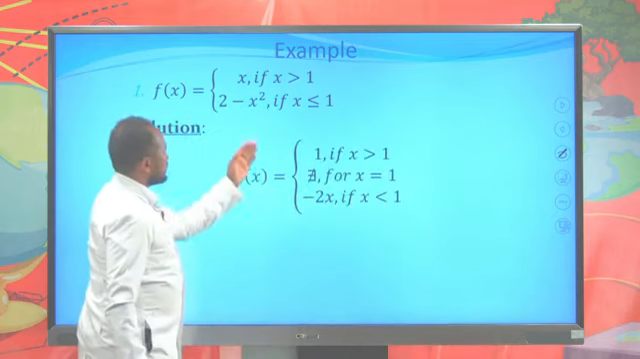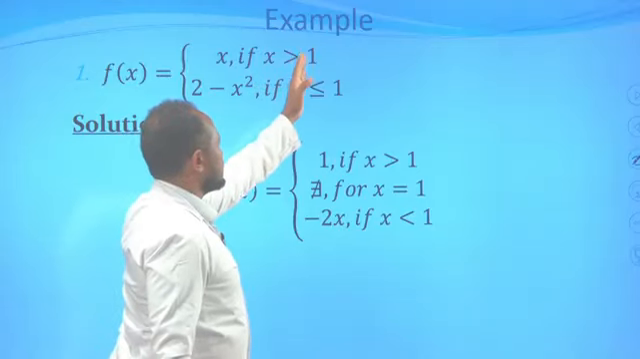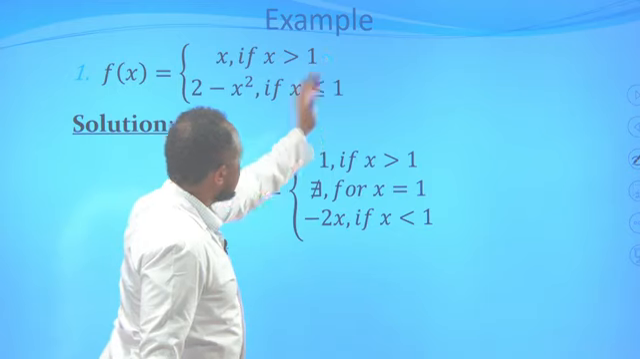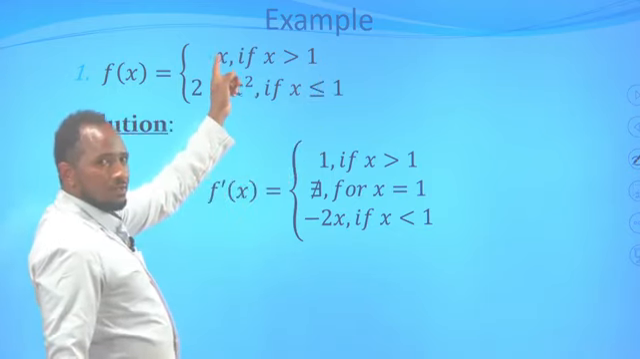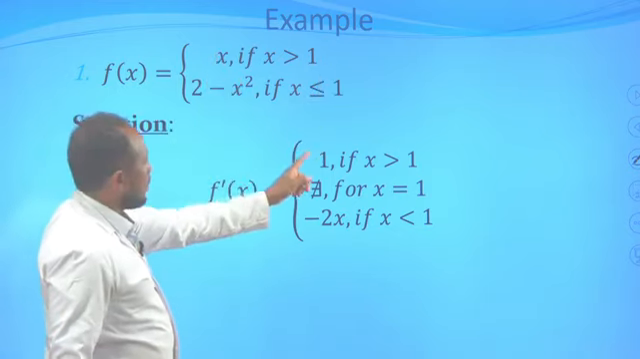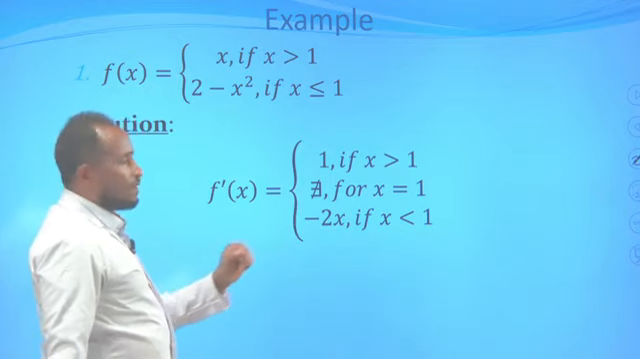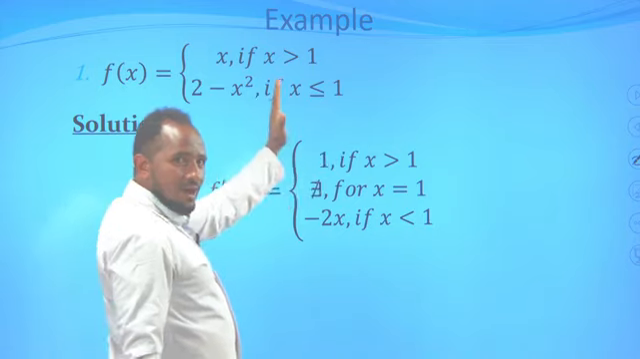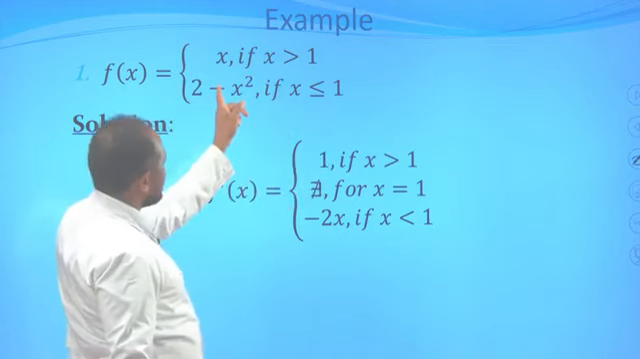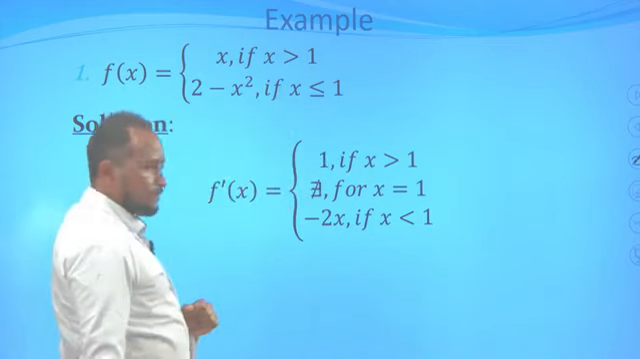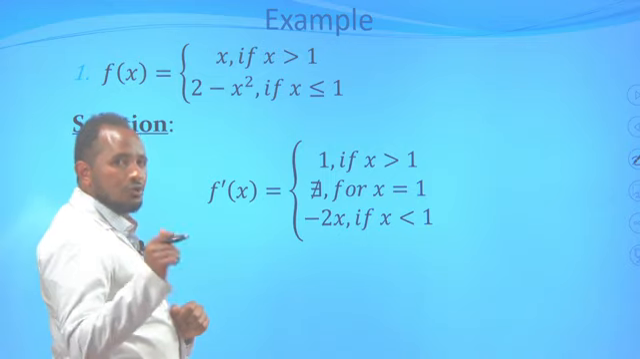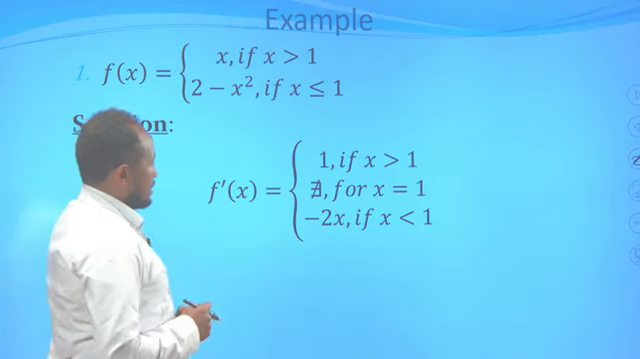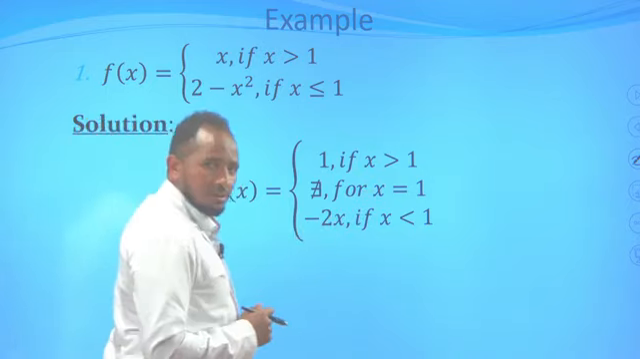The derivative of this function for x greater than 1, let's exclude 1 first. For x greater than 1, the derivative is 1. For x less than 1, let's exclude 1 here, the derivative of this function is minus 2x. So we need to check the derivative of this function at x equals 1.